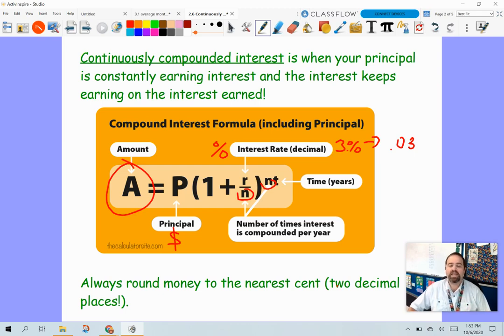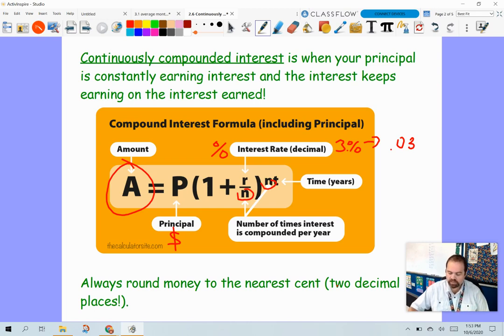But the N is how many times a year they calculate your interest. Me personally, at my bank, they do it every single month. So that would be 12 times a year, January, February, March, and so on. Some places only do it quarterly, which means 4 times a year. And I'll show that again here in a minute.